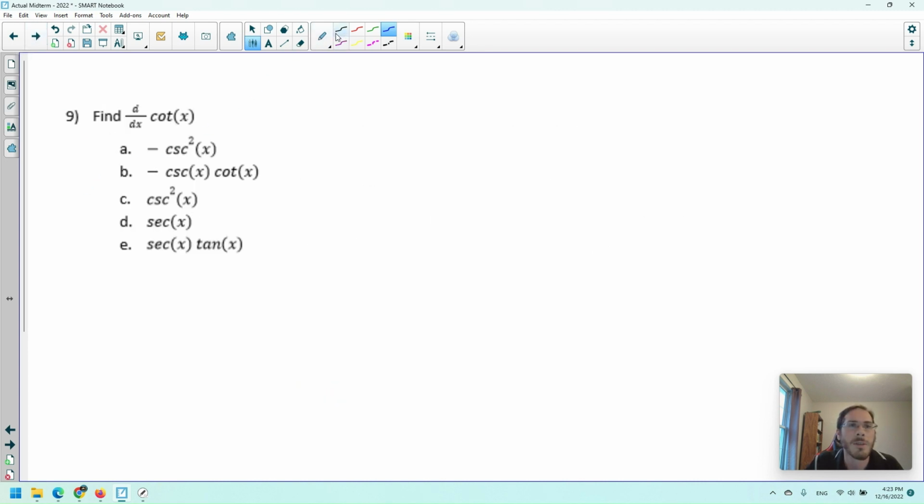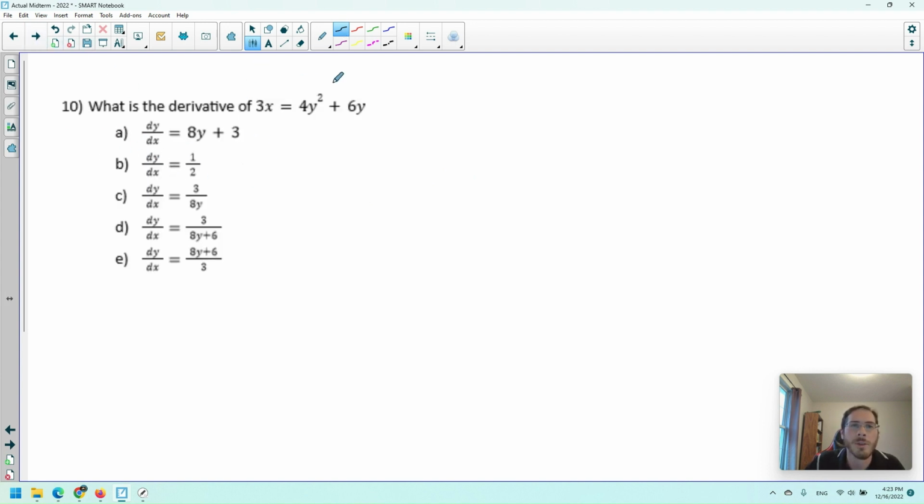For number 9, find the derivative of cotangent of x. So we know derivative of tangent is secant squared. So derivative of cotangent is cosecant squared. But it begins with c, so we have to remember it's going to be a negative. So it's going to be A.